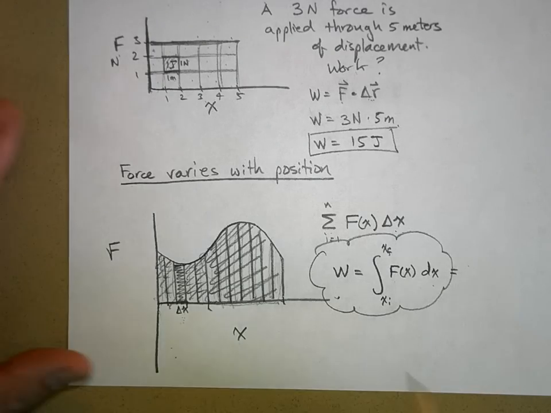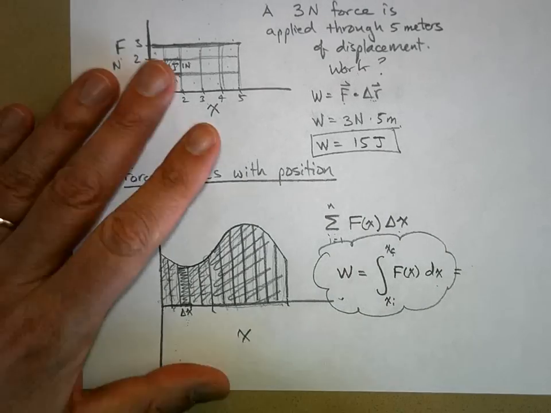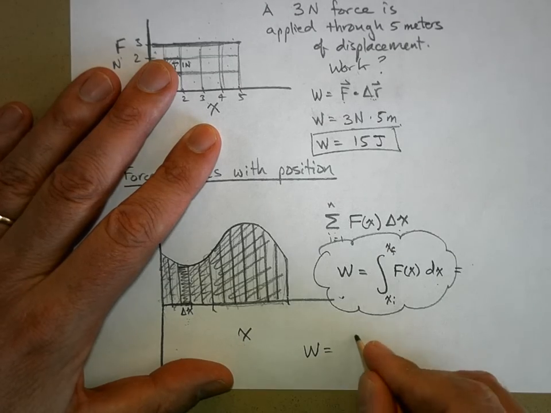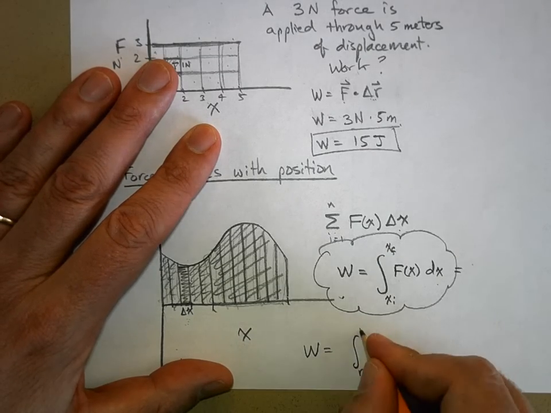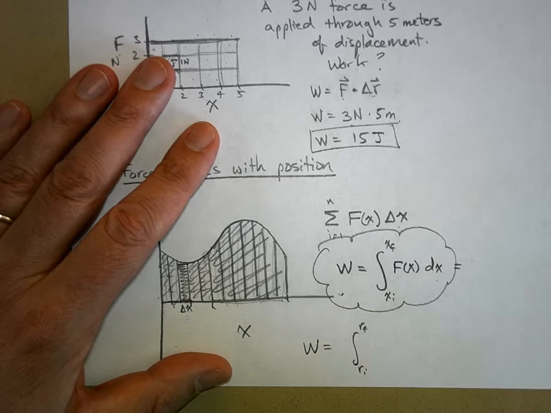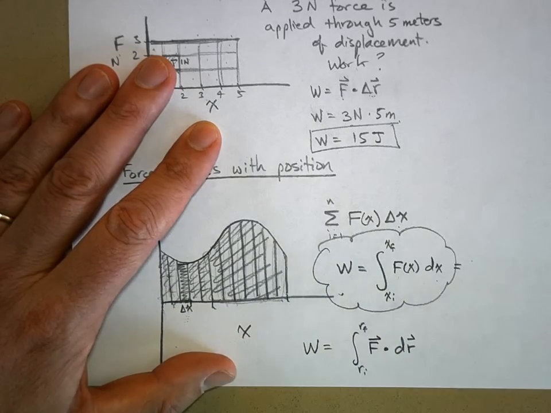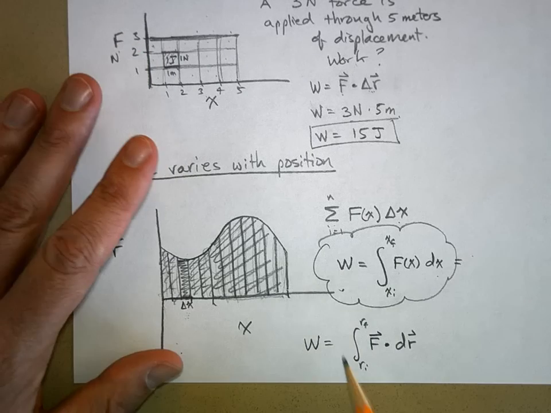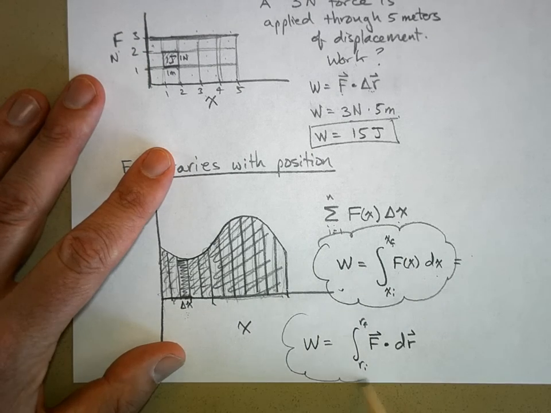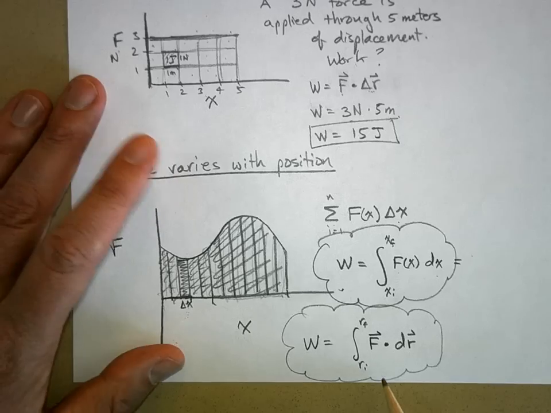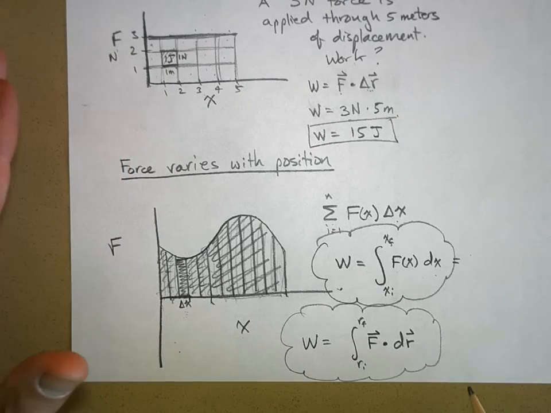Now, if I wanted to generalize this to displacements and forces in three-dimensional space, you could do that. You say work is equal to the integral from r initial to r final of my force dotted with dr. Okay, this right here is the most general expression we have for work done.